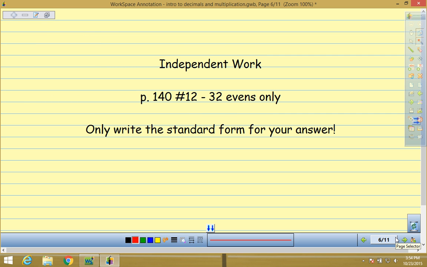Alright guys, now it's your turn to work independently. You're going to be working on page 140, doing 12 through 32, evens only. If you look at the directions starting at number 24, it says to write each decimal in standard form and in expanded form, but I only want you to write the answer in standard form. Do not write the answers in expanded form. This is homework if you do not complete it. However, you must work on it in class. You do not get to save this all for homework. You have to work on it in class. And I want you to be prepared to discuss this tomorrow. Get busy.